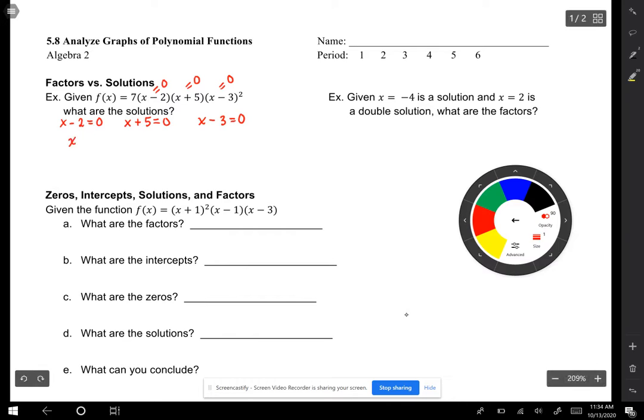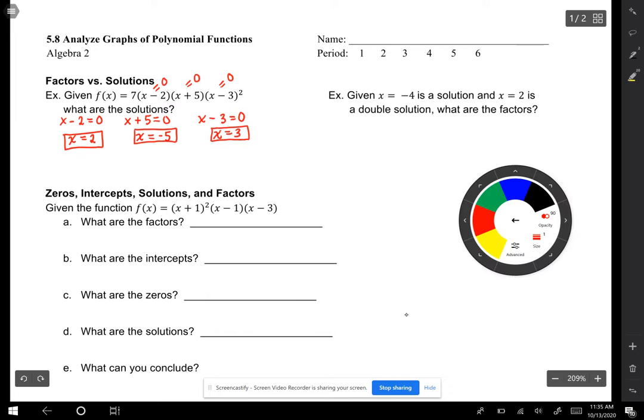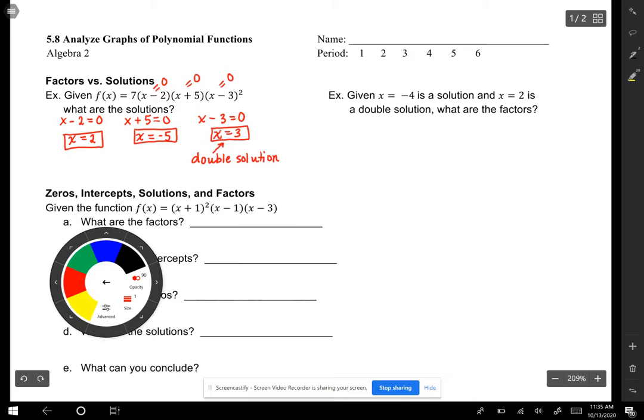Adding 2 to both sides here, you get x equals 2. Subtracting 5 from both sides, you get negative 5. And adding 3 to both sides, you get x equals 3. So your solutions are x equals 2, x equals negative 5, and x equals 3. However, you know that this will be a double solution because of the second power. So this is a double root or double solution or double zero. I was going to put root or 0, but that's okay.